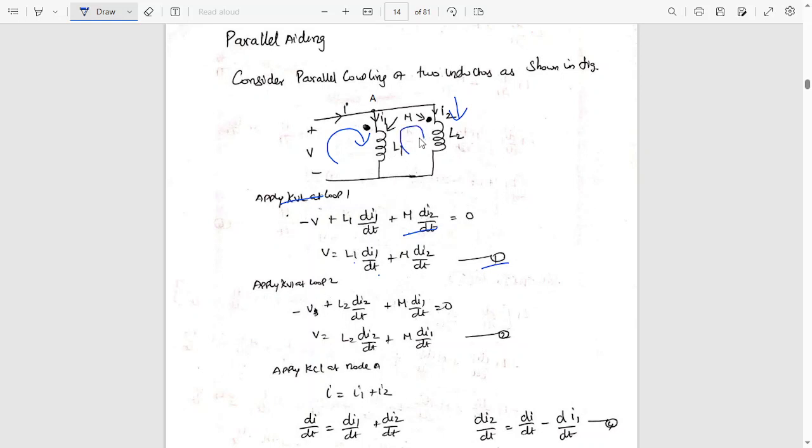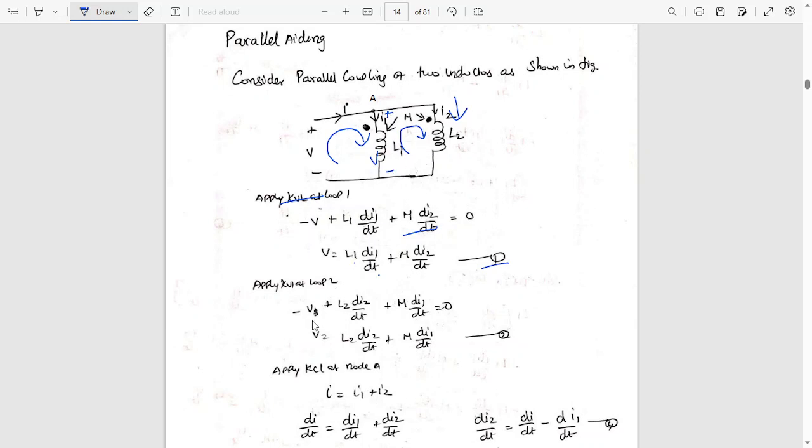So here I am going to apply KVL. There is a voltage V across this, since it is parallel, so the same voltage V across L1 will appear across L2 also. I am going to consider it like this and apply KVL.